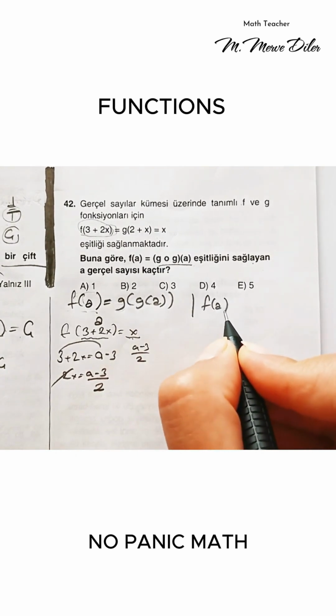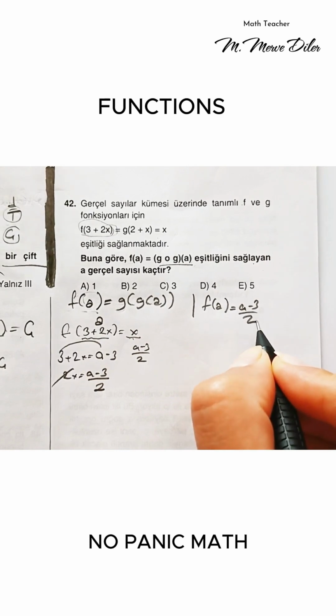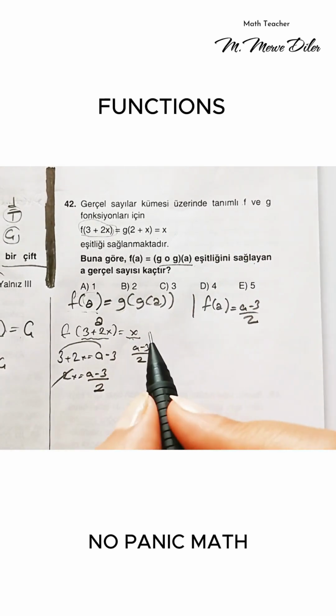This part was f of a, right? What is this part equal to? (a minus 3) over 2. Are we clear? Good. Now, let's continue.